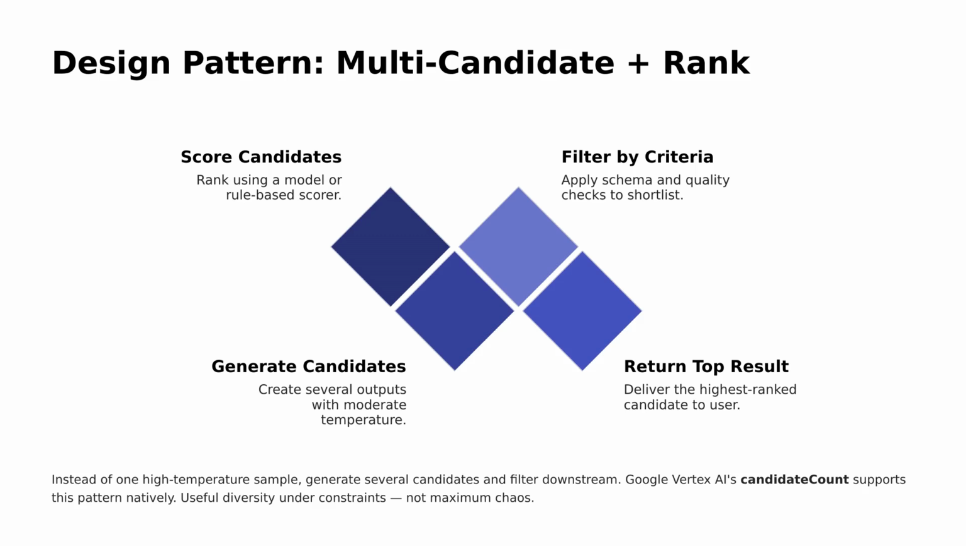A reliable pattern here is multi-candidate generation plus ranking. Instead of asking for one high-temperature output, we generate several candidates at a moderate temperature. Then we score and rank them with either a model or simple rules, filter them through schema and quality checks, and return the best result. Vertex AI supports this directly with candidate count, giving you useful diversity while still keeping the output controlled and on spec.